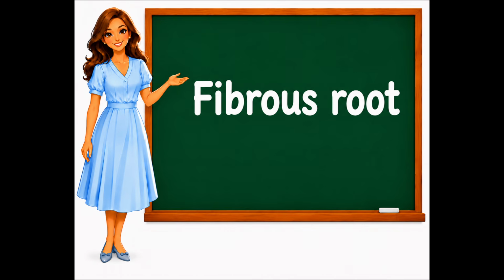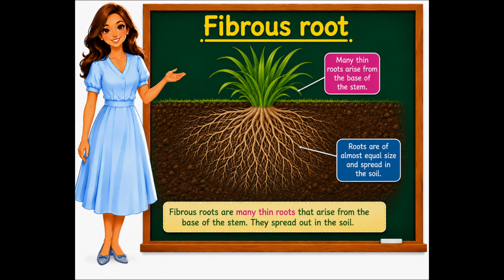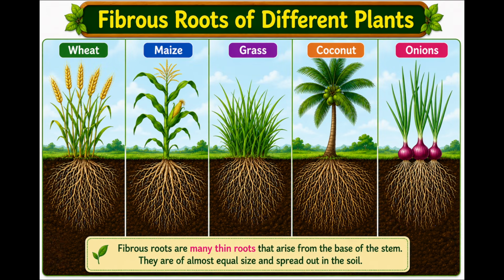Next is fibrous root. What does it look like? A cluster of many thin, thread-like roots growing together right from the base of the stem. Plants like wheat, maize, grass, coconut, onions have fibrous roots.